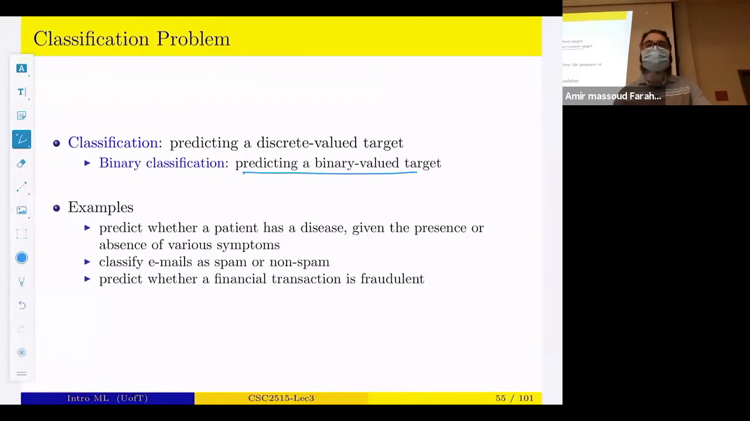Some examples would be predicting whether a patient has a disease or not, given some inputs such as the presence or absence of various symptoms. That would be an example of binary classification, as would classifying an email as spam or not, or whether fraud is happening or not in some financial transaction. So these are just examples. You have already solved one homework assignment with classification, so you know what the problem is.